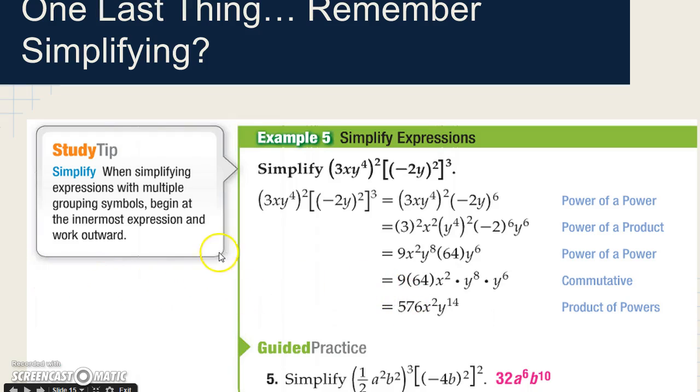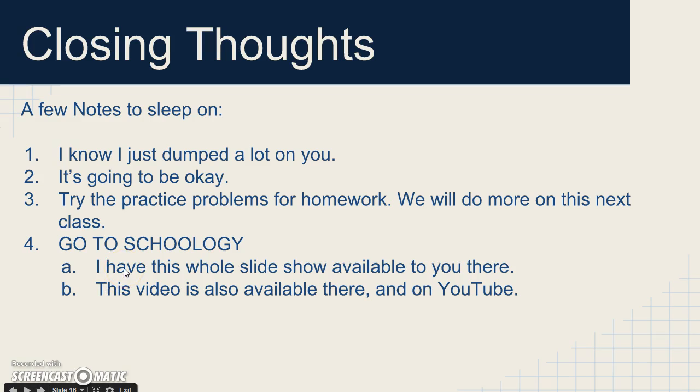One thing I do want to draw your attention to, this study tip, okay? It says when simplifying expressions with multiple grouping symbols, and remember grouping symbols are parentheses like here and here, or the brackets on the outside of this, then you begin at the innermost expression and work outward. In other words, start on the inside here, square that, then do this, then do that, and by this and that I mean the other grouping symbol. So work your way inside out. That should help you get there. And again, they give you a nice example of it here. Remember, work inside out.